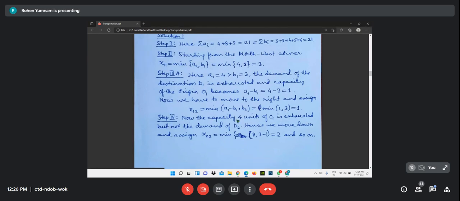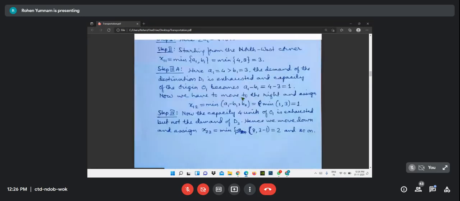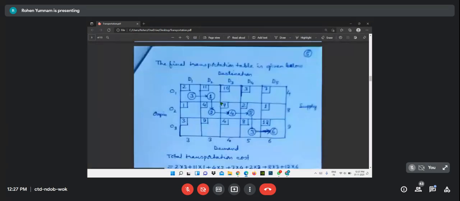And now the capacity for units of O1 is exhausted, but not the demand of D2, and hence move down and assign x2 equal to the minimum of 8 and 3 minus 1, it is 2, and so on. It will continue in this way. See, the figure is this here. While calculating for your examination purpose, writing of this step 1, 2, 3 is not necessary. You have to start here directly.